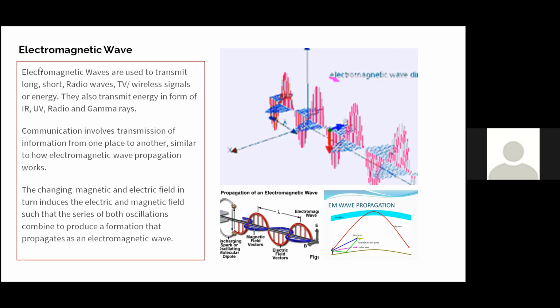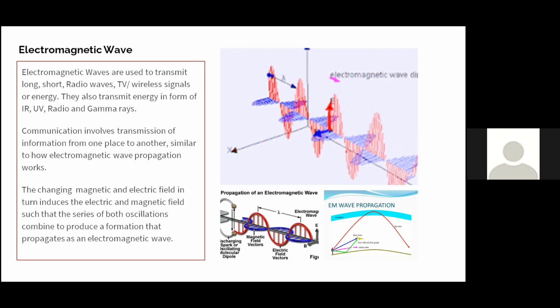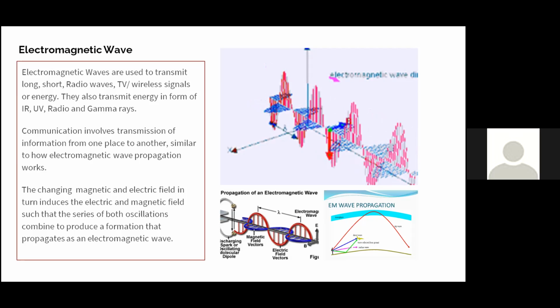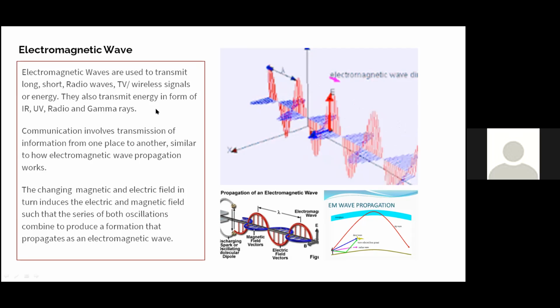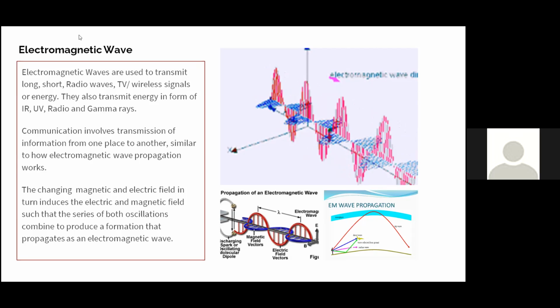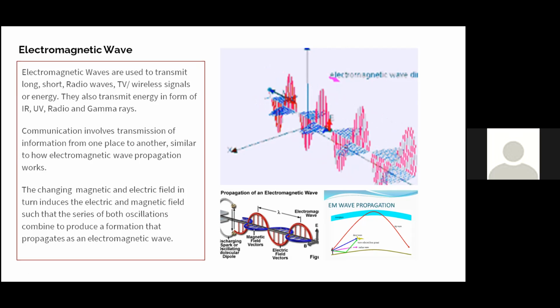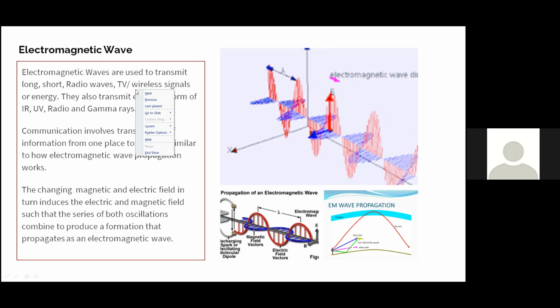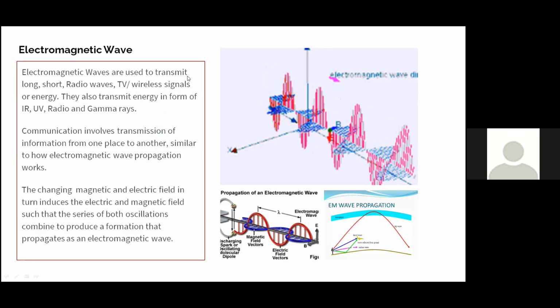Some of the properties of electromagnetic waves are: all electromagnetic waves are transverse. They do not require any medium to travel, though. They travel at the speed of 3 × 10⁸ m/s in vacuum. They can all be reflected and refracted. They can all be emitted and absorbed by matter. Communication involves transmission of information from one place to another by electromagnetic waves. This is how electromagnetic wave propagation works.